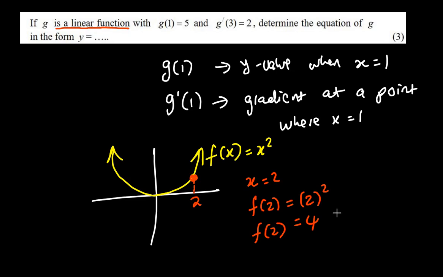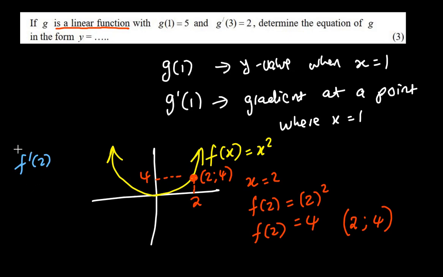Now what does this mean? Remember, x is 2, your y is what? Your y is 4. So as a point, this is 2, and then this is 4. It means here the y value is 4. However, this is different from the derivative at 2. This means now the gradient at x is equal to 2.